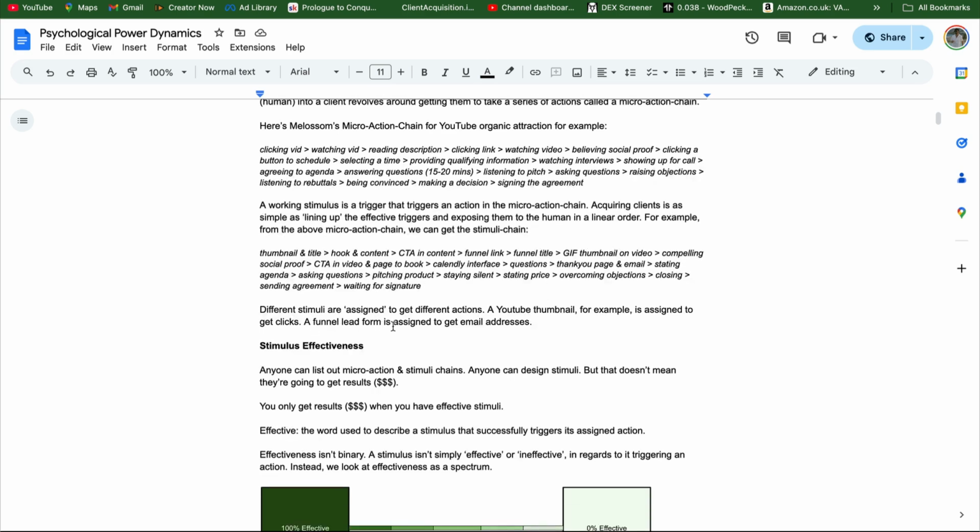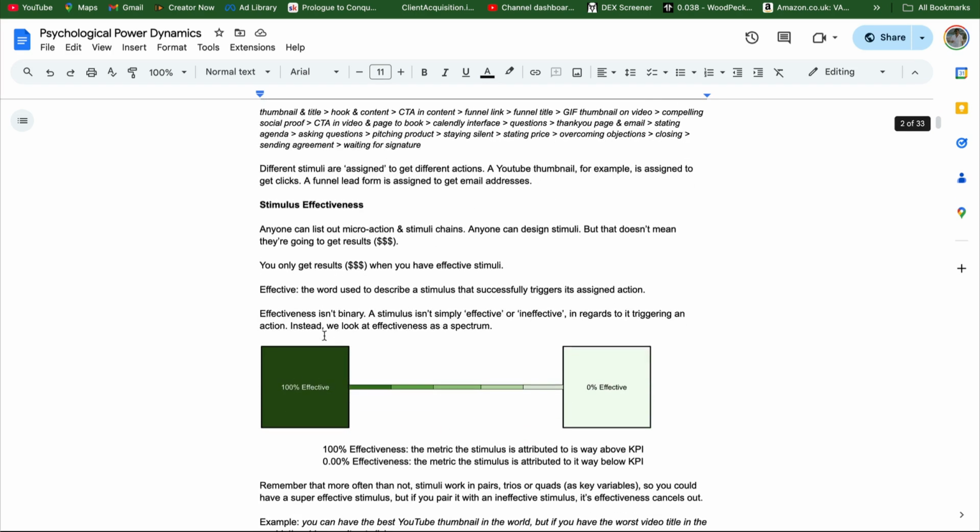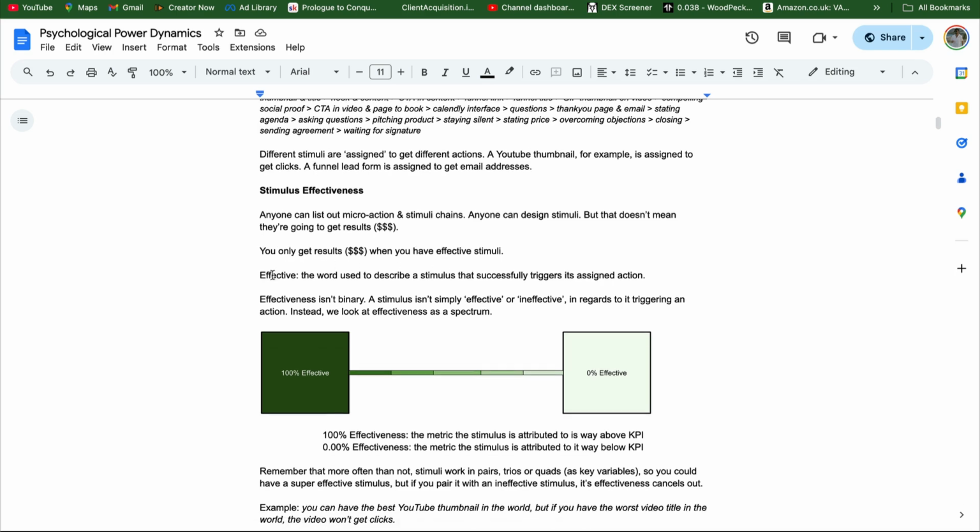Now, different stimuli are assigned to get different actions. A YouTube thumbnail, for example, is assigned to get clicks. A funnel lead form is assigned to get email addresses, and so on. So, anyone can list out micro-action and stimuli chains, and anyone can design stimuli, but that doesn't mean they're gonna get results, okay? You only get results when you have effective stimuli. And so, effective is the word used to describe a stimulus that successfully triggers its assigned action.